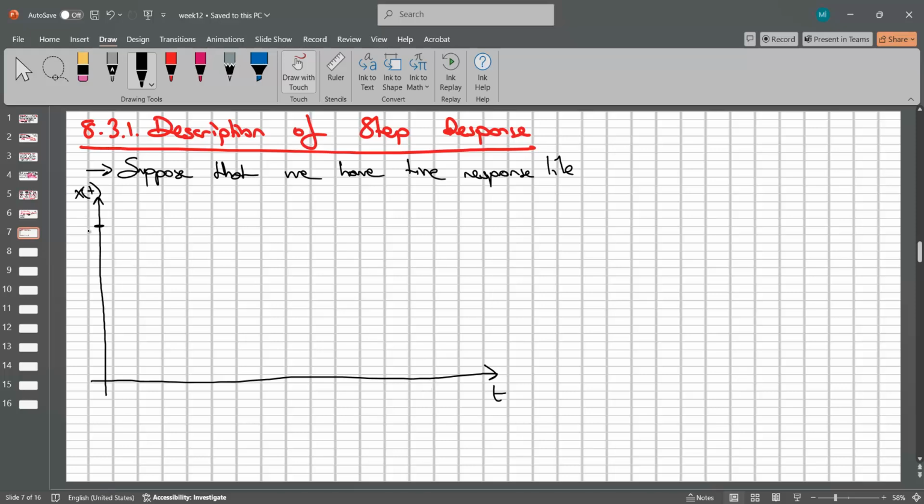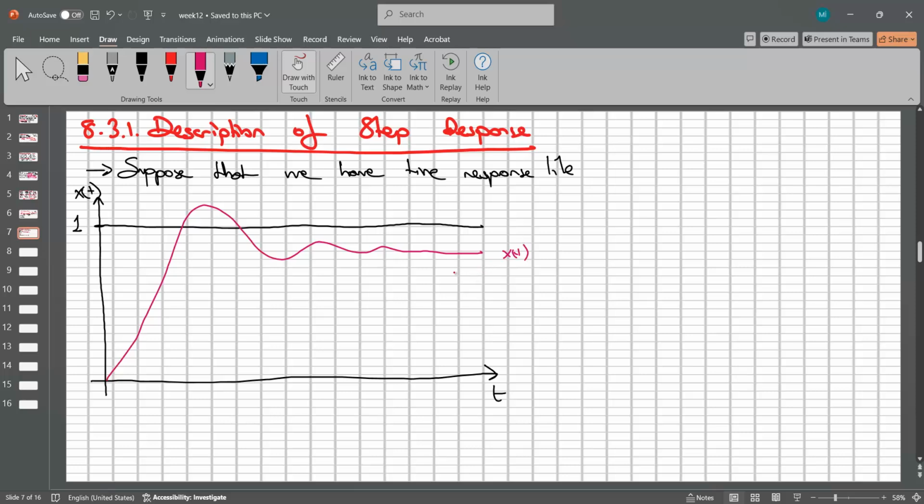So we apply the unit step, the constant 1. Okay? Just like this one. And so we create some kind of output in here. The red one is the x(t). The black one is the u(t). Okay, this is the x(t).